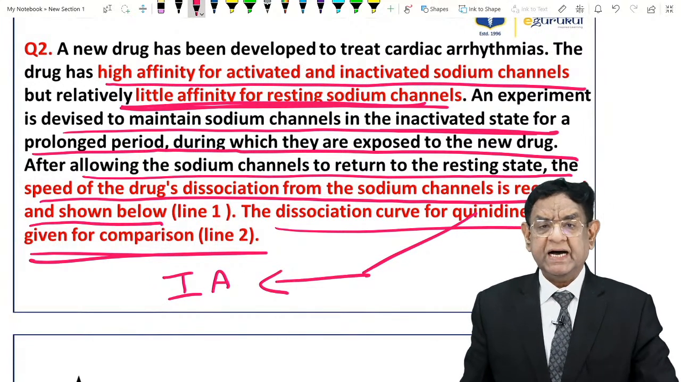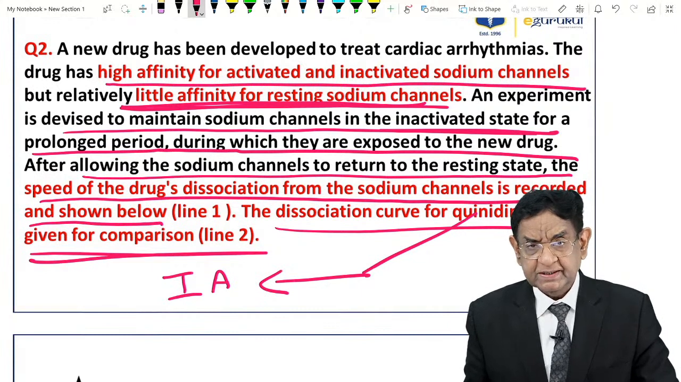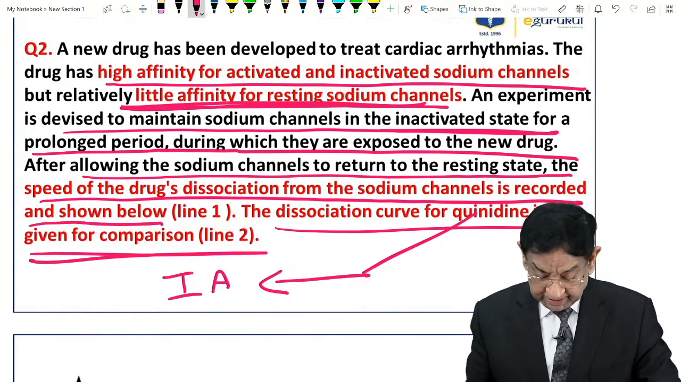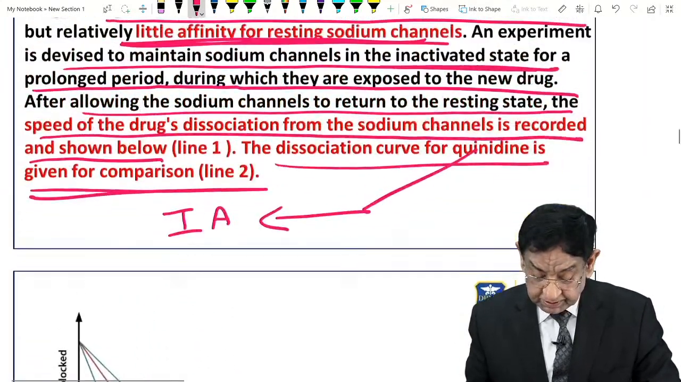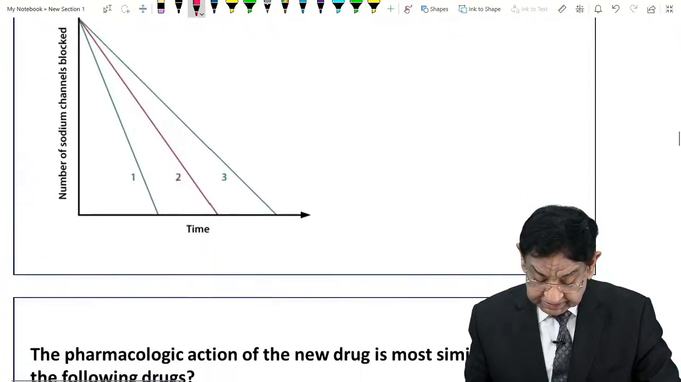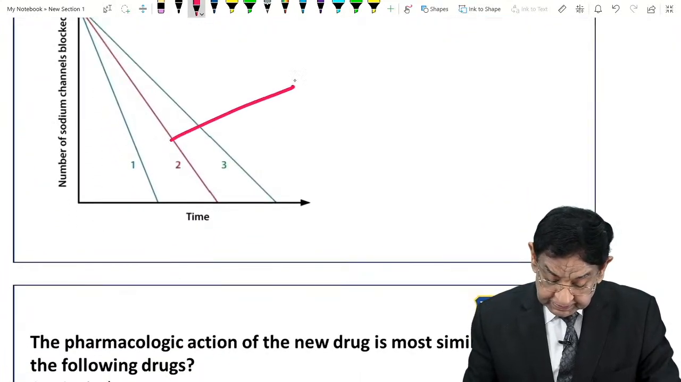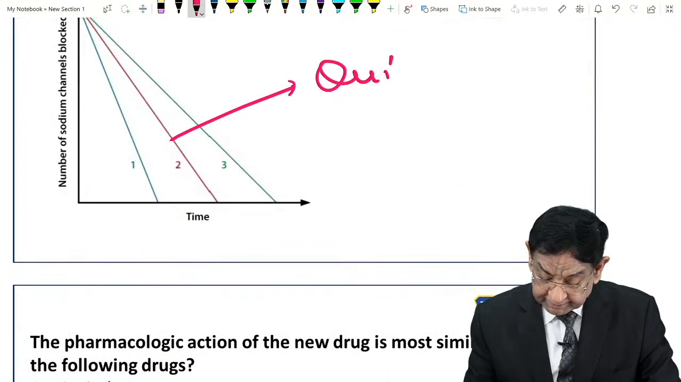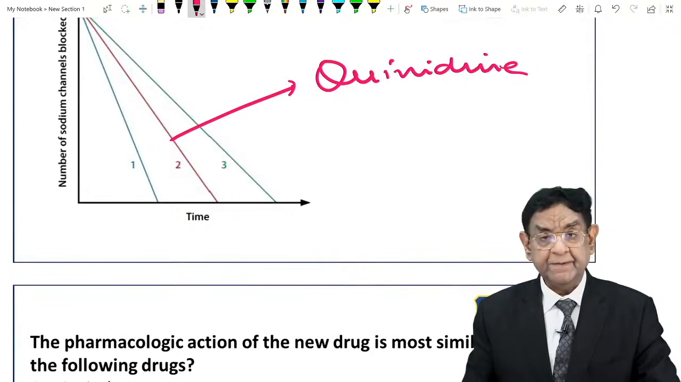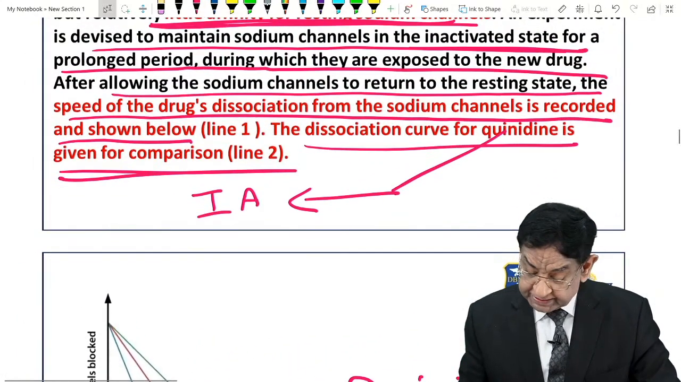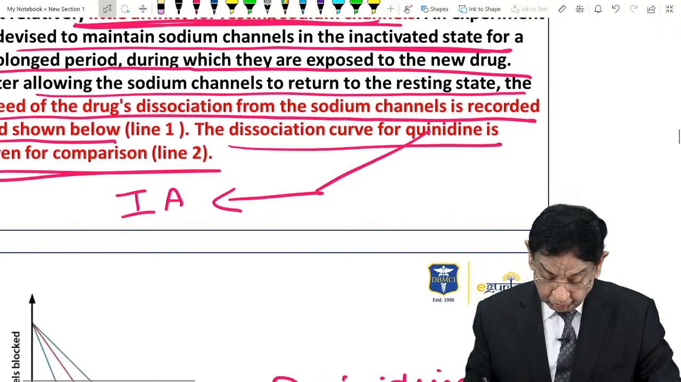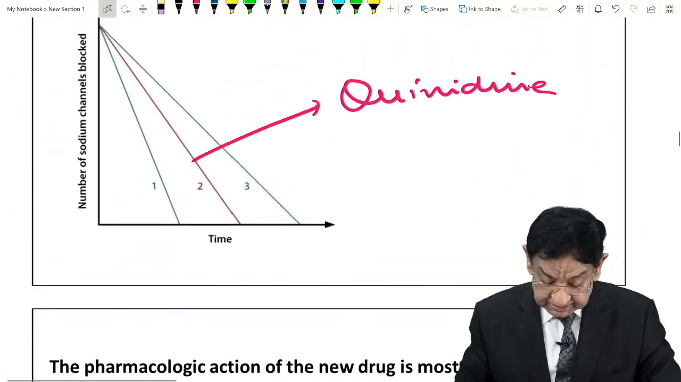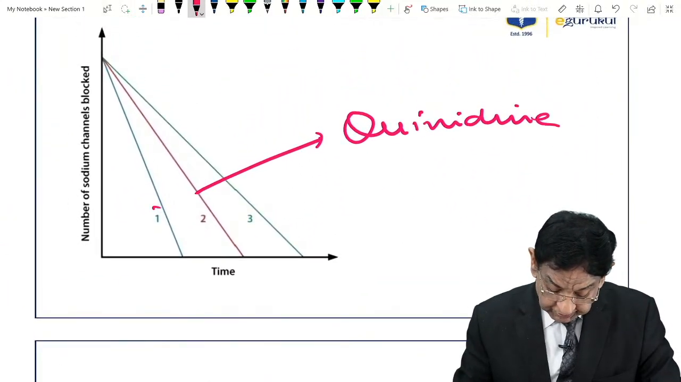So now they are asking us to compare the new drug with quinidine, which is a well-known class 1A drug. It is a sodium channel blocker. So this is line 2, this is quinidine. And what he's talking about is line 1. He's asking about line number 1.